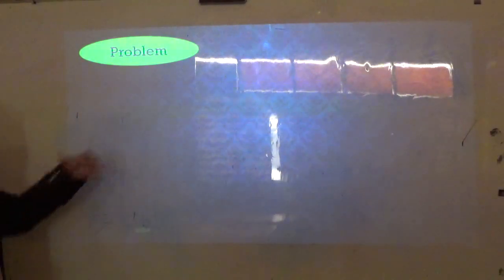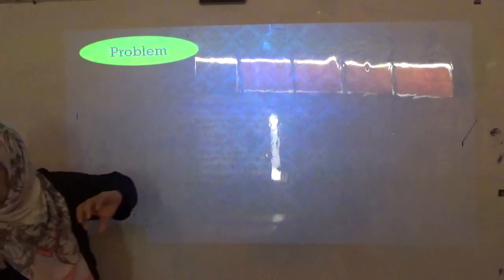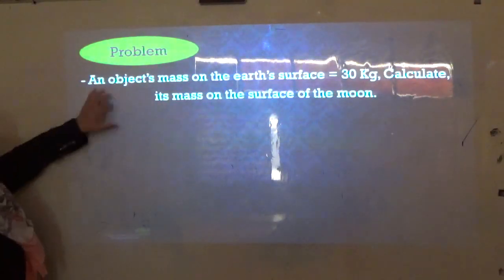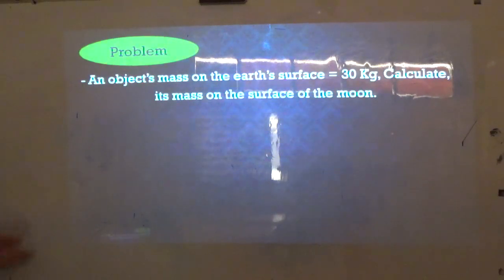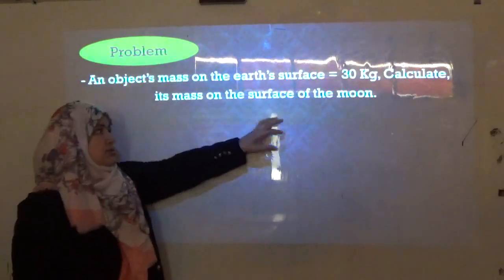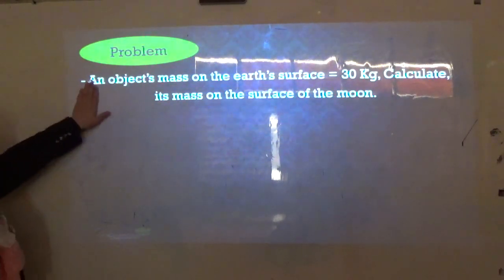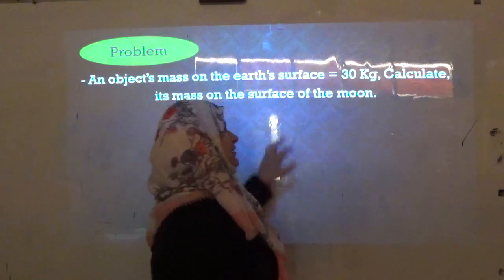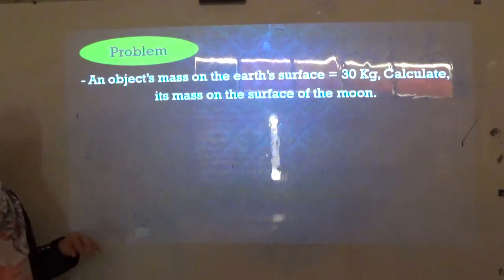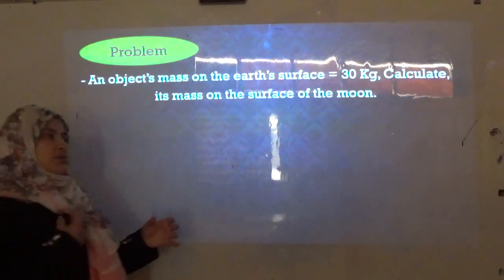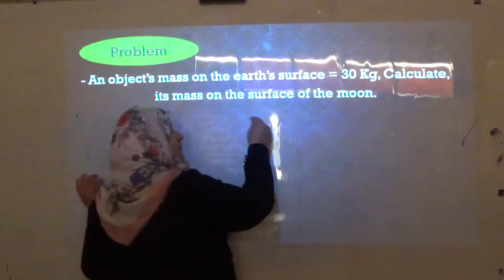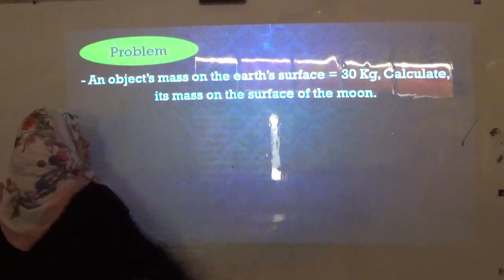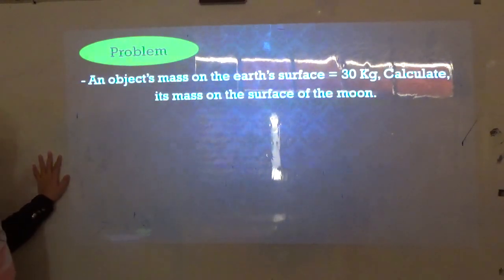Let me ask you, or let's make sure you understood this part. I have a very simple, easy problem. Let's read it. An object's mass on the Earth's surface equals 30 kilograms. Calculate its mass on the moon's surface. Before we answer, you should ask yourself: I have the mass on the Earth, and I have to calculate the mass on the surface of the moon.